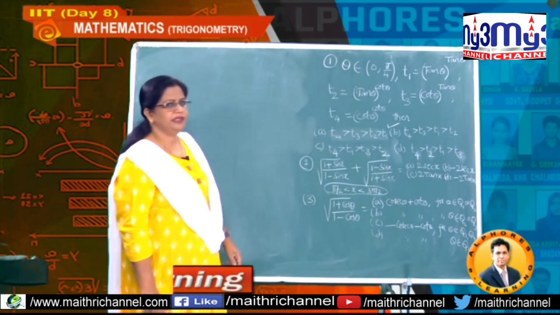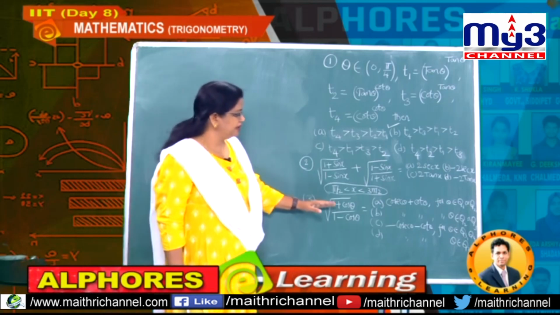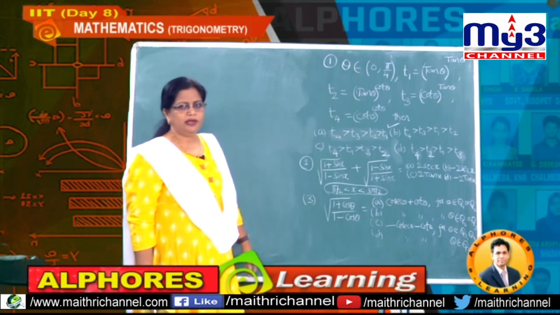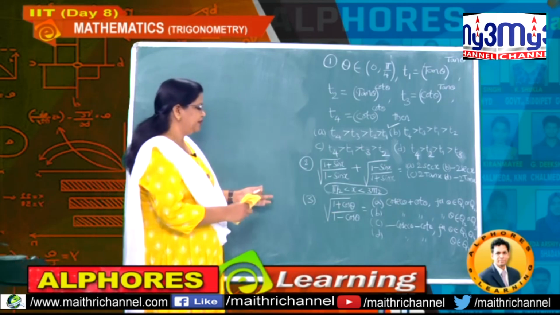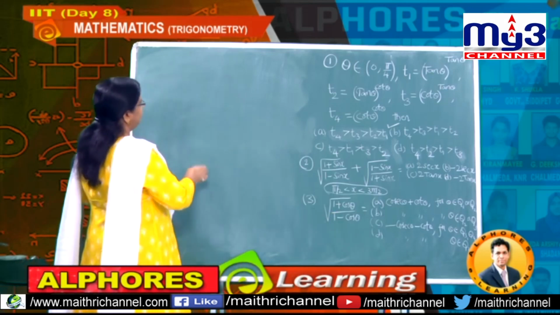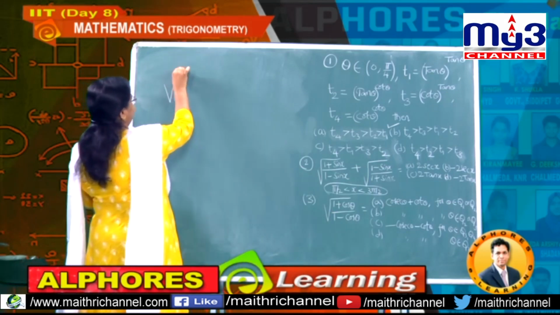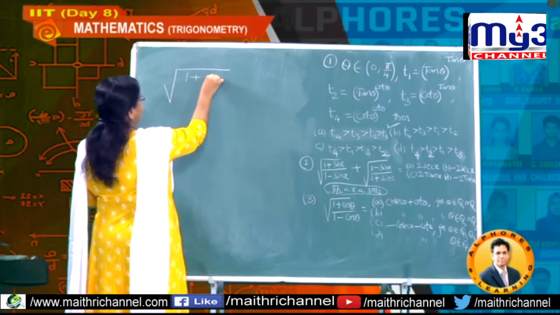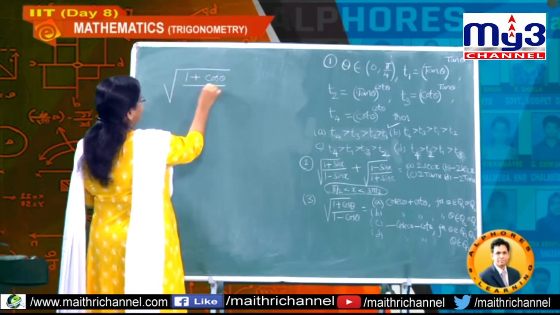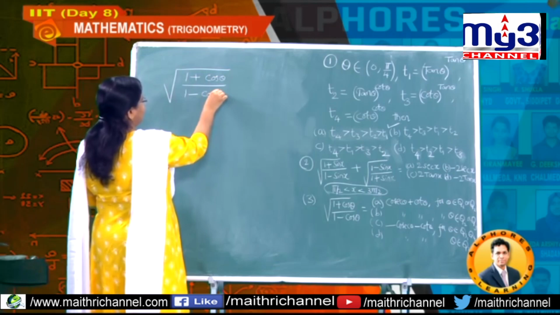So you have to decide about this, and this one could be more than one answer also. Then in the same model as the previous problem, we observe it is under root of 1 plus cos divided by, how much is the value, 1 minus cos.